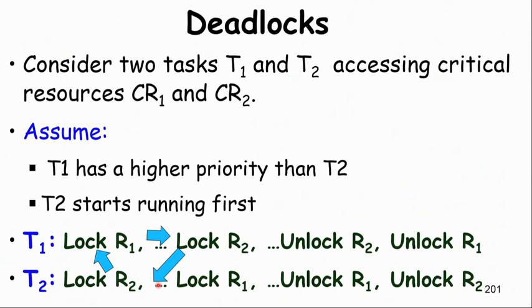T2 starts executing, it does some execution using R2, but then it needs R1, and as it tries to lock R1, R1 is already locked by T1, and that is the deadlock situation. So, using the basic priority inheritance scheme, deadlocks can arise. Of course, you can see here that once T1 blocks on T2, T2's priority increases to that of T1, but that does not help, still the deadlock arises.